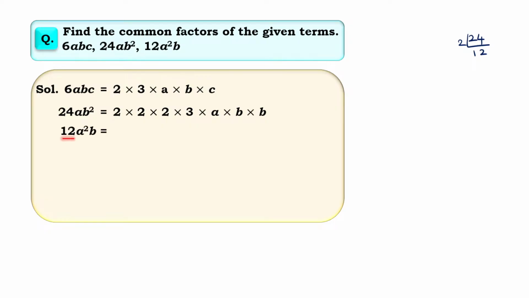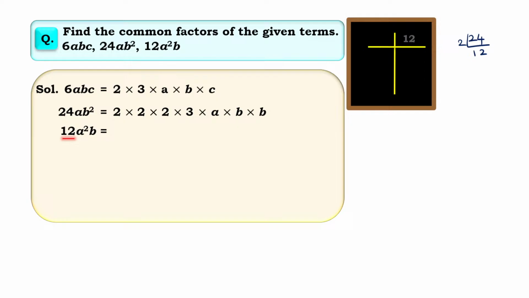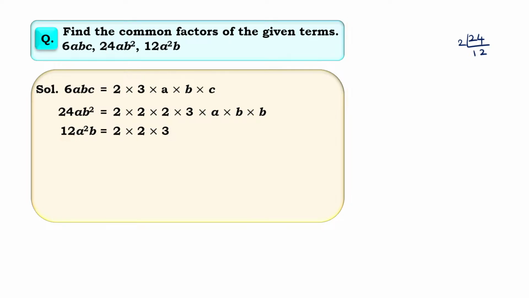Now what about 12a square b? First of all, you have to find the factors for 12. 2 6s 12, 2 3s 6, 3 1s are 3. So the prime factors for 12 are 2 into 2 into 3. Now how to write a square? a square can be written as a into a. And how to write b? Simply you write b.